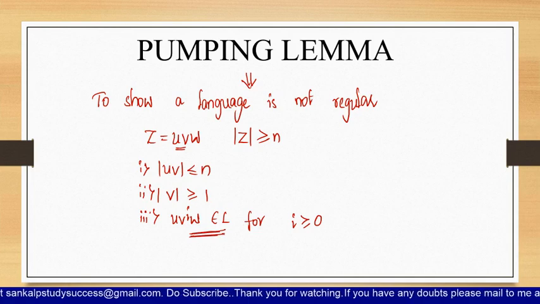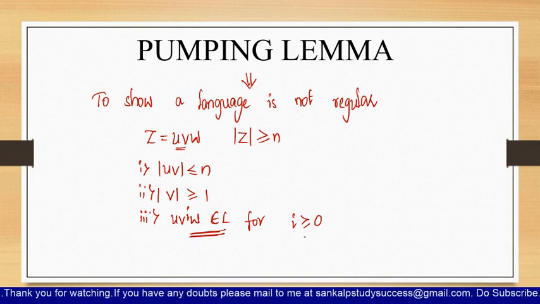So whenever you solve a problem, when it does not belong to L, then you will say that the given language is not regular. If that belongs to L, then it becomes a regular language. If you are assuming that it belongs to L, then you will contradict your own statement that it is not belonging to L. So hence we will show that the given language is not regular.